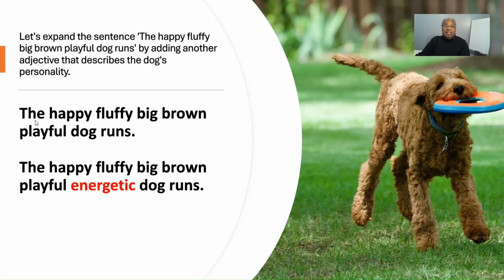Let's expand the sentence, the happy, fluffy, big, brown, playful dog runs, by adding another adjective that describes the dog's personality. We've added the adjective energetic in the sentence as an additional adjective that refers to the dog's personality. Let us read the sentence together. The happy, fluffy, big, brown, playful, energetic dog runs.